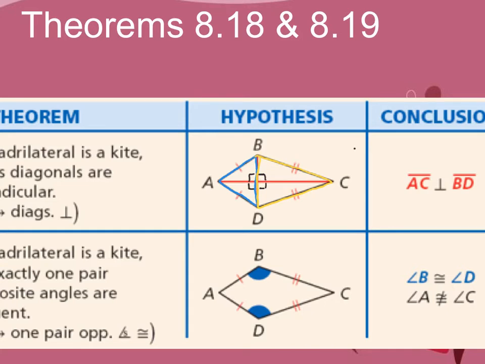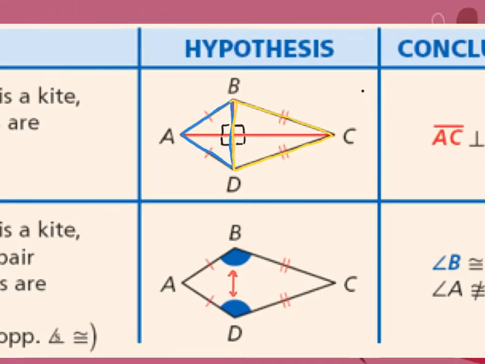All right, if a quadrilateral is a kite, then exactly 1 pair of opposite angles are congruent. 1 pair of them will be congruent, not both, meaning that 1 pair are congruent to each other. If these 2 are the ones that are congruent, then angle A and C are not congruent to each other. They're not. Now, you might be like, how do I know which ones are congruent to each other? So check it out.